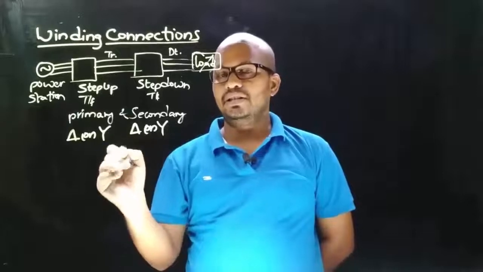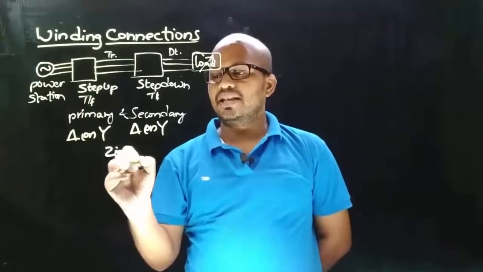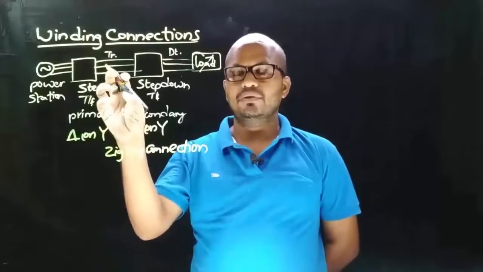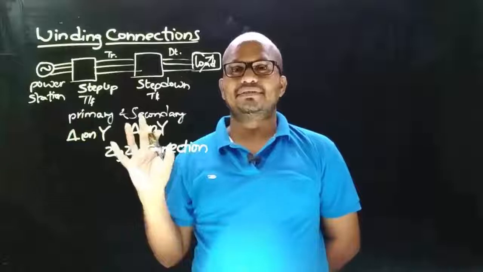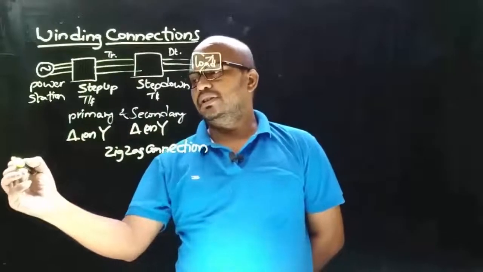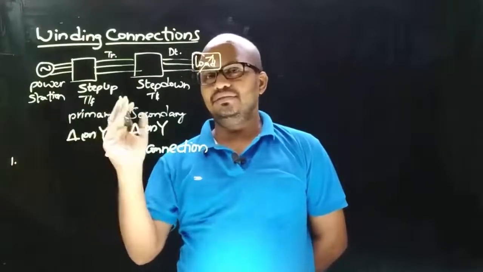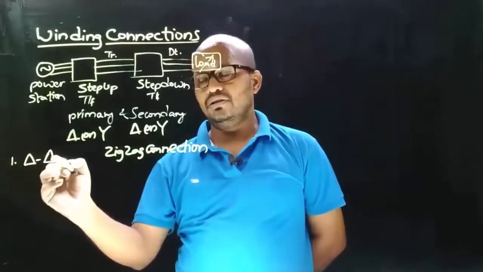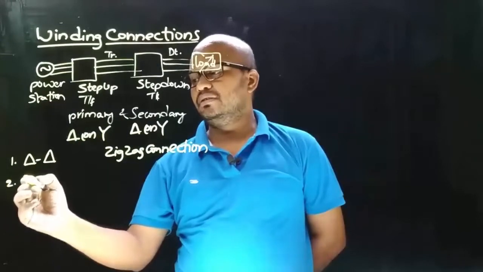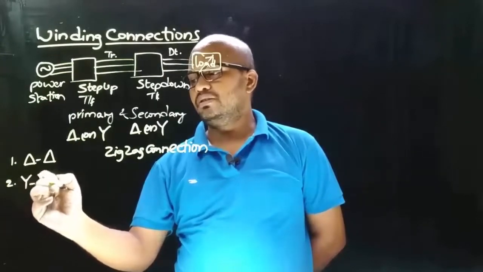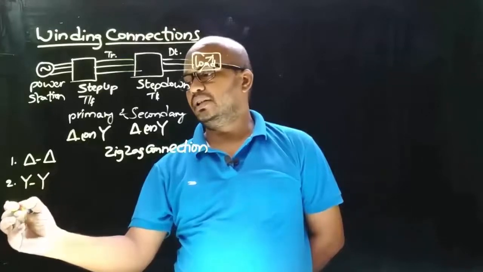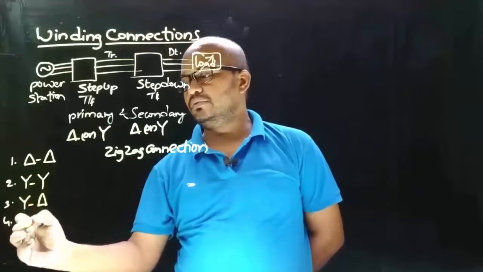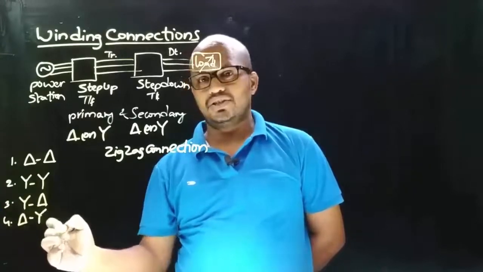And there is also a special connection, that is zigzag connection, and depending on the type of connection employed in the three-phase transformer, the power transmission depends. So there are four important connections in a three-phase transformer: first, delta connection, second, star connection, third, star-delta connection, and fourth, delta-star connection.